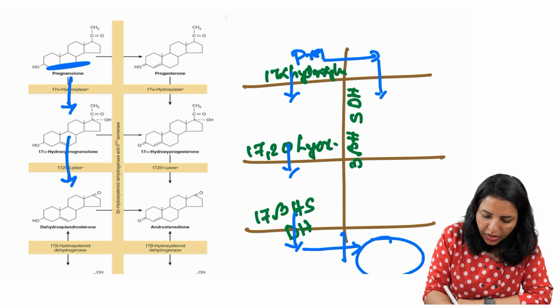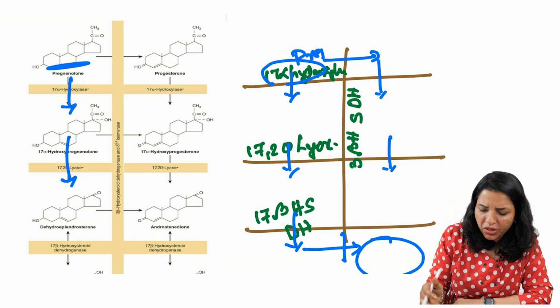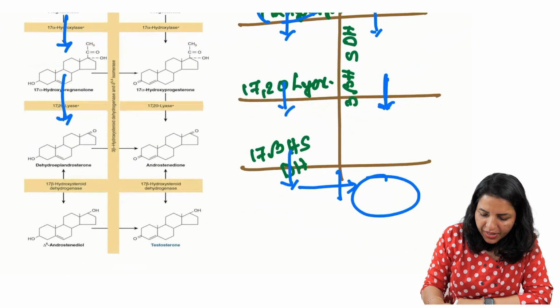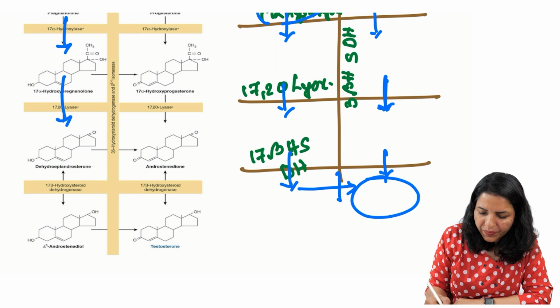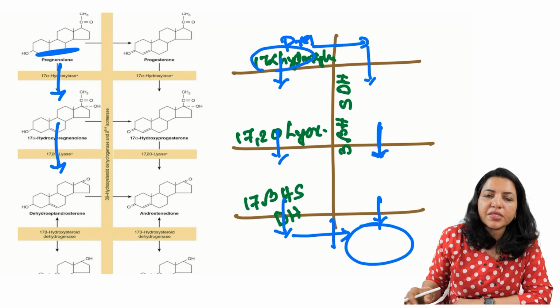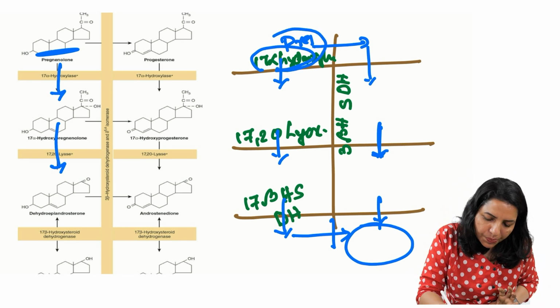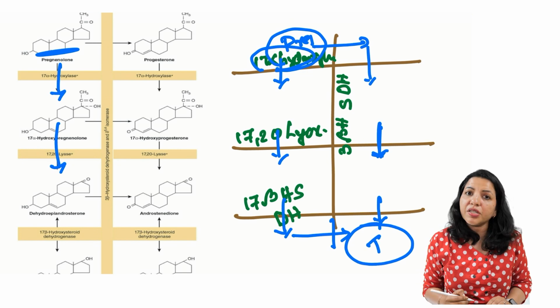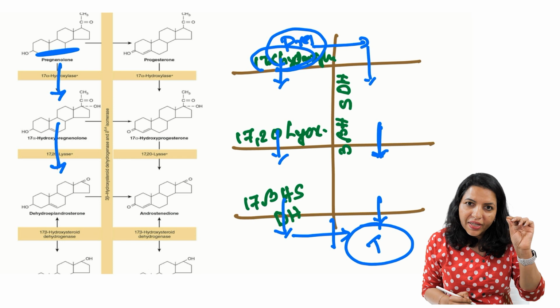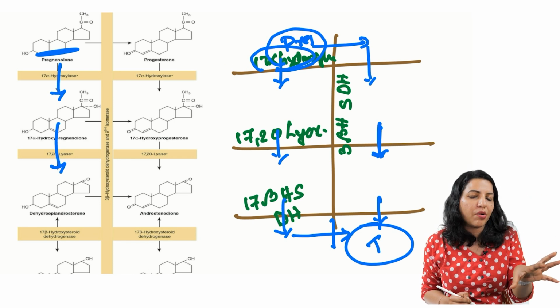Now then it crosses the 17 alpha hydroxylase, then no need to learn those compounds. Next it crosses the 17,20 lyase, then a dehydrogenase, like this. So this is another way. So there are 2 pathways whereby this pregnenolone can be converted to testosterone. But in humans, which is the most common pathway?